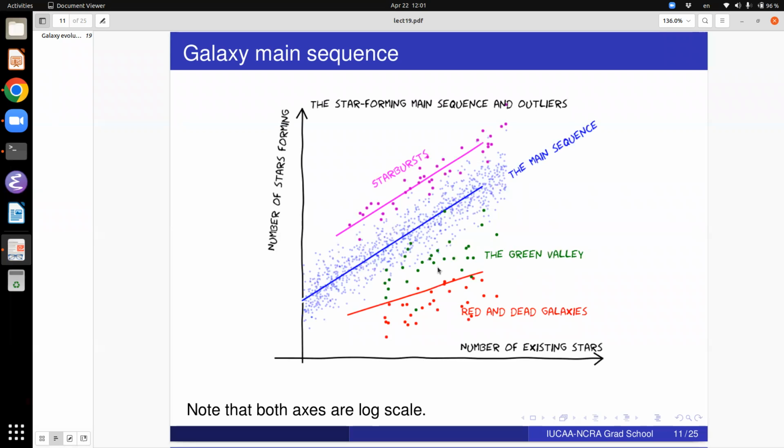So you can make a plot like this, which is called the galaxy main sequence. It is not as fundamentally important as the HR diagram, which is incredibly useful and important, but this is less important, but still useful. So what we've done here is we plotted the star formation rate. Note that both axes are log scale. So the log of the star formation rate and the log of the number of existing stars.